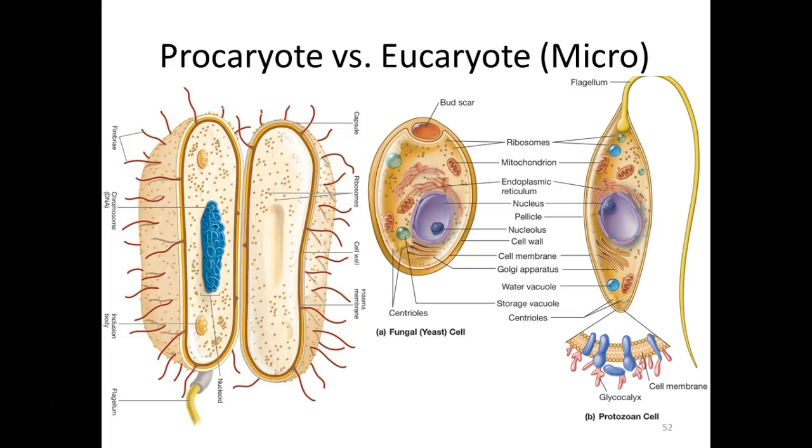And one cell I wish they had here, which would be another example of a eukaryote that's microscopic, would be an algal cell. And what organelle does that cell have that allows it to be able to produce energy from light? What organelle uses light energy, does photosynthesis? Chlorophyll is the pigment that traps the light. Chloroplast is the name of the organelle, right? So that's another important one.